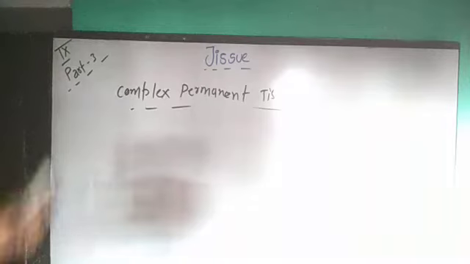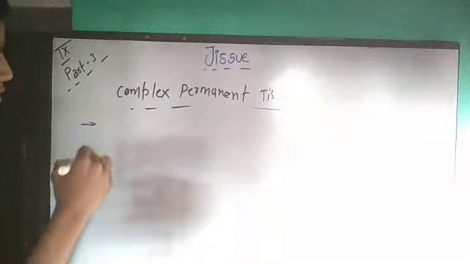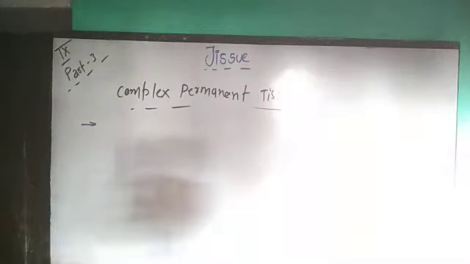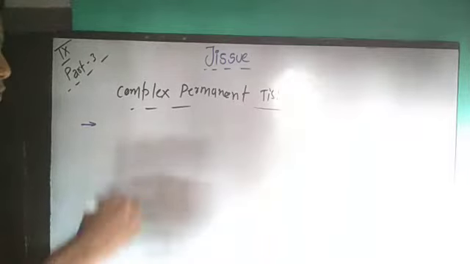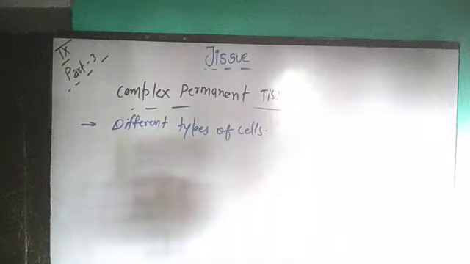Actually, as I told you in the beginning, in part 1 in the introduction, complex permanent tissues are those tissues which contain cells of different types. Means different types of cells joined together to perform a similar function are known as complex permanent tissue. And don't get confused whenever any person asks whether the cells are differentiated or not. Yes, definitely the cells are differentiated. After differentiation only we get the complex permanent tissue.